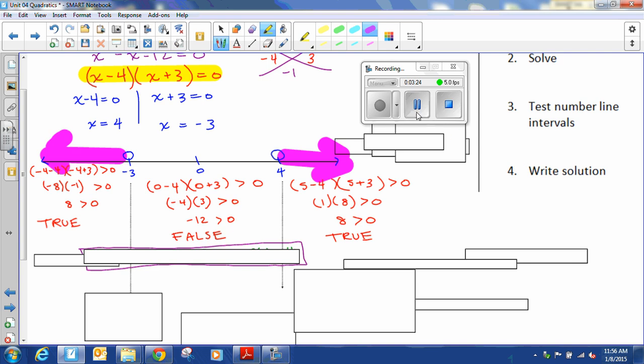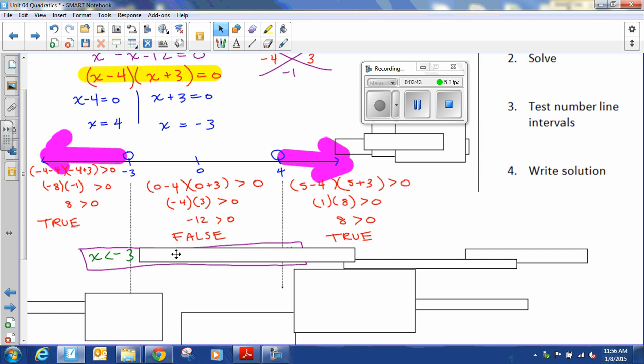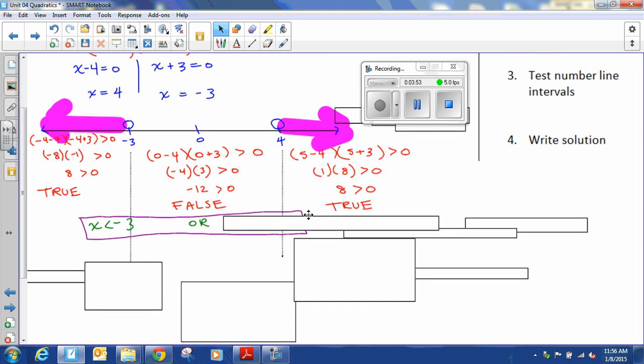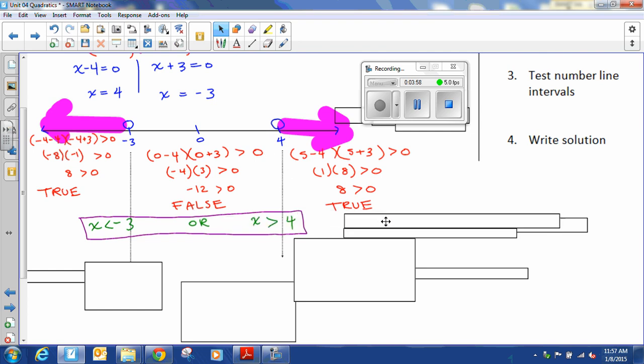is to write the solution as a compound inequality. What I suggest is you write down negative 3 and positive 4. And then you think about, where is the solution? Well, the x's that work for this inequality are all to the left of negative 3. In other words, they are less than negative 3. So we have x is less than negative 3. And because this is a disjunction, we use the word or. And over here we have x is greater than positive 4.